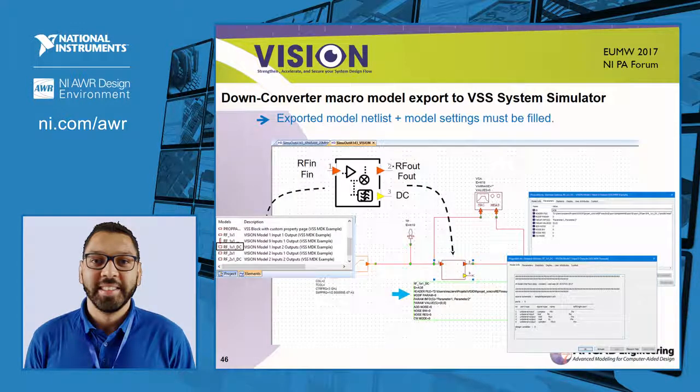It's simple to use. You drag and drop the Vision macro model on the system level design with the data flow simulation. The Vision macro model contains the schematic of your system and the Vision solver that takes into account the mismatch.